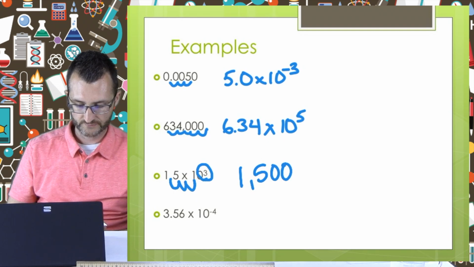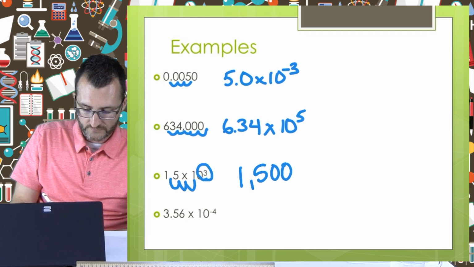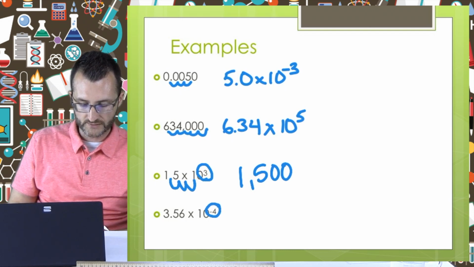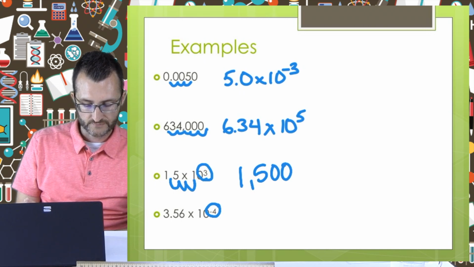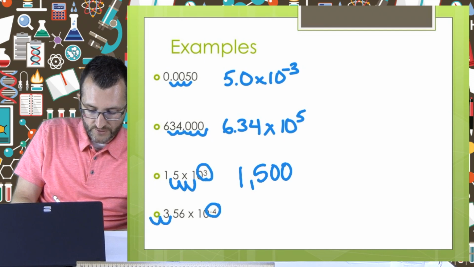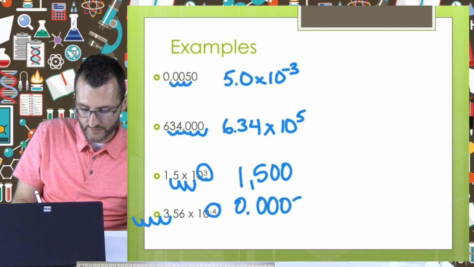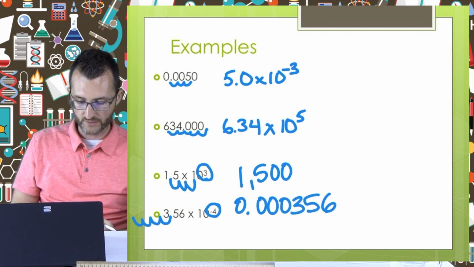Perfect. All right, let's look at the last one here. We got 3.56 times 10 to the negative 4th. Is this going to be a larger or a smaller number? Well, with a negative exponent, it's got to be smaller. Good. So what's it going to look like? Let's see. I think we should move this over 1, 2, 3, 4 over to the left. 0.000356, a much smaller number.